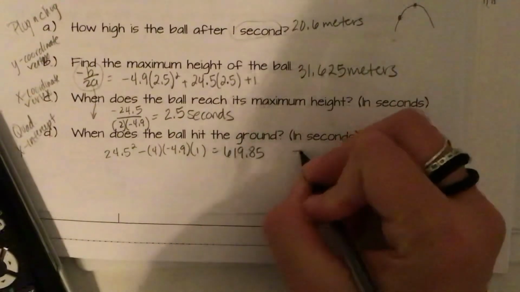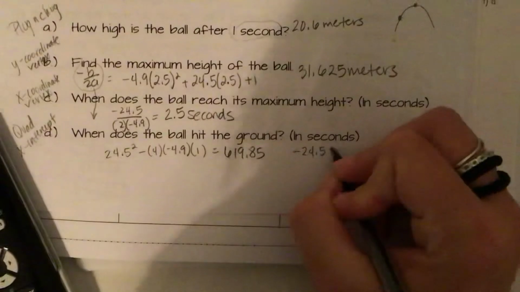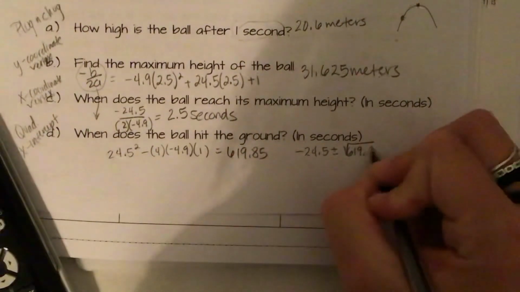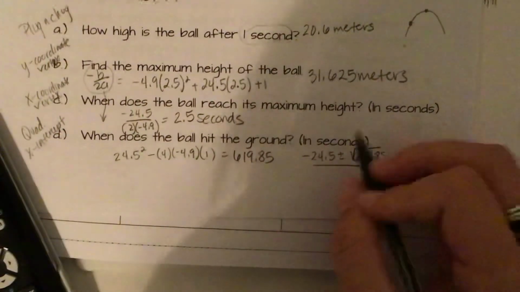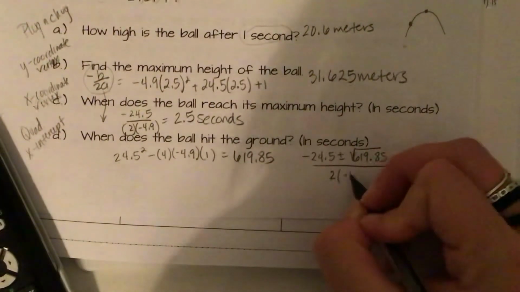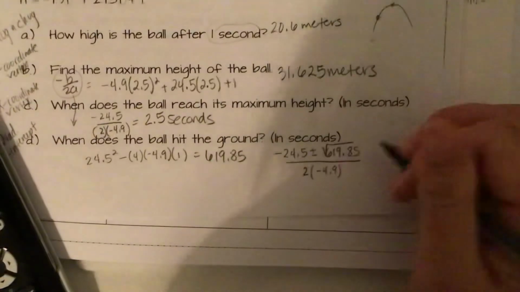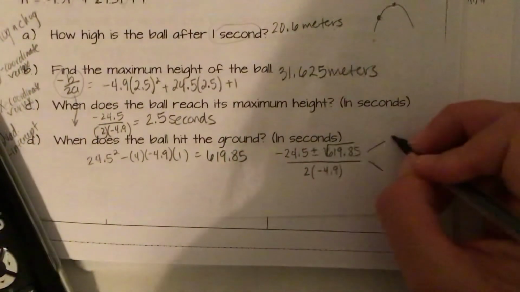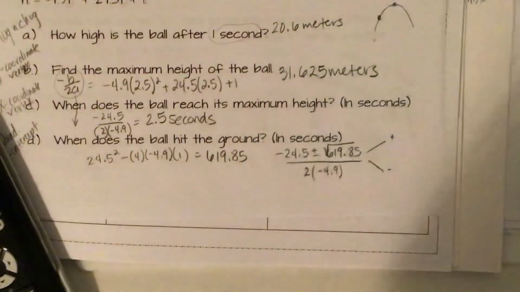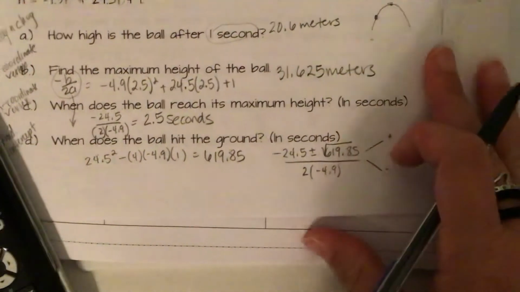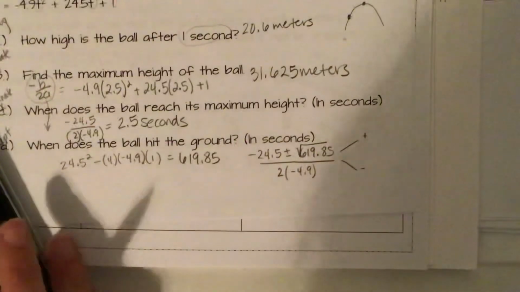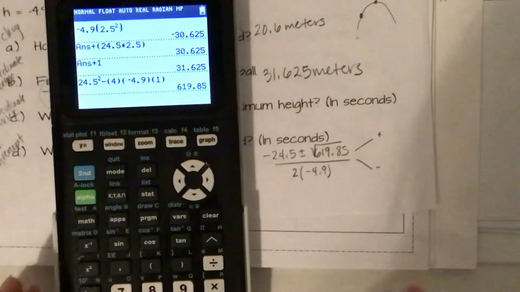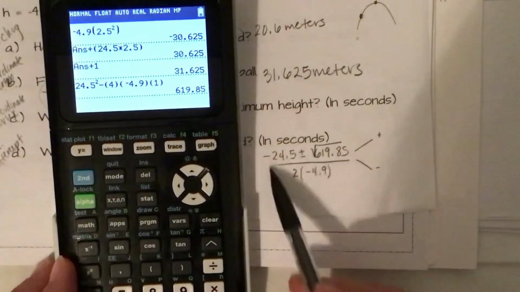So we have negative b, so negative 24.5 plus or minus the square root of 619.85, all over 2 times my a value, which is negative 4.9. Now remember, we're going to split this off into the plus version and the minus version. I tend to do the plus version first every single time. That's just out of habit. You don't have to though, but I think if you do the same thing over and over again, then you stay consistent.